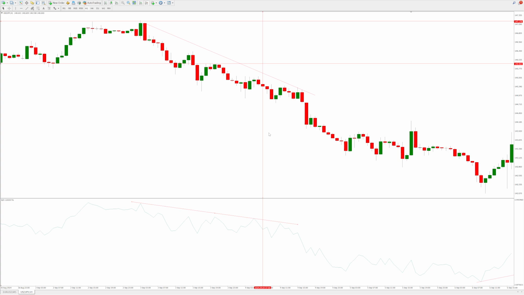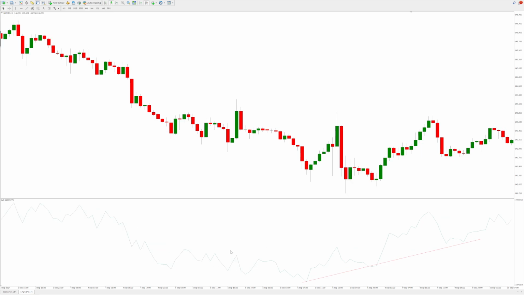Okay, so that's an example of using the accumulation distribution for entering a downwards trend. Okay.